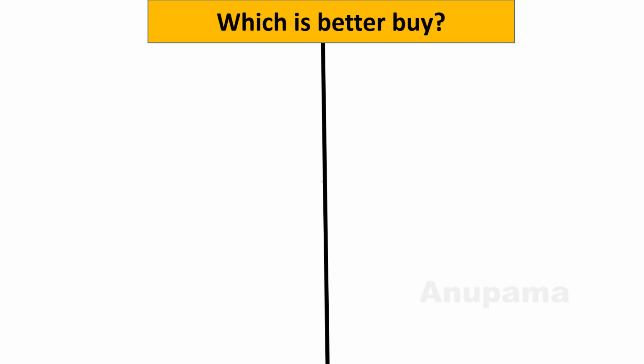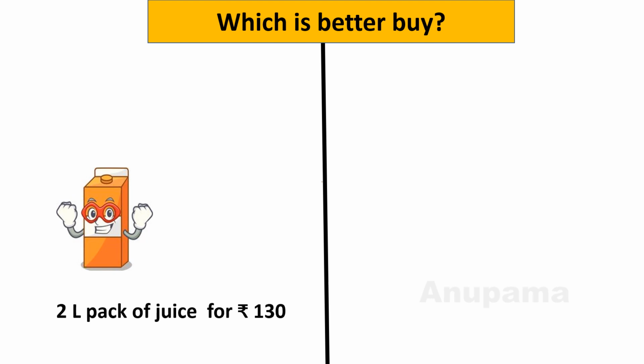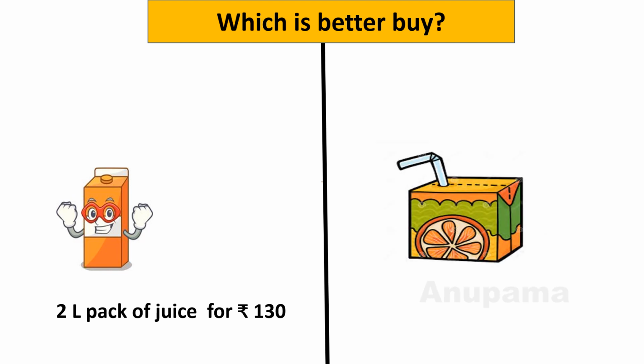Here is one more case. Here is a pack of 2-liter juice, a 2-liter pack of juice for rupees 130. Here is a pack of 5-liter juice, a 5-liter pack of juice for rupees 310. Which is better buy? We cannot judge at this stage. We need to find out the cost of 1-liter pack of juice in both the cases.